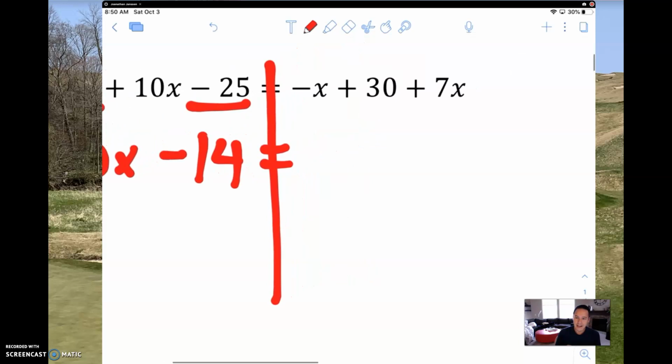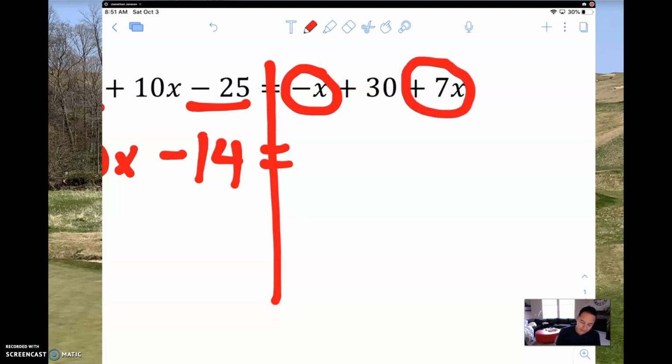And on this side, I have some x's that I can combine. So I look at this minus x. I can combine that with a plus 7x. So let's go ahead and combine those together. Minus x means like a negative 1x. So if you take a negative 1x and you add 7x, it's going to be 6x. And then we have 6x plus 30.